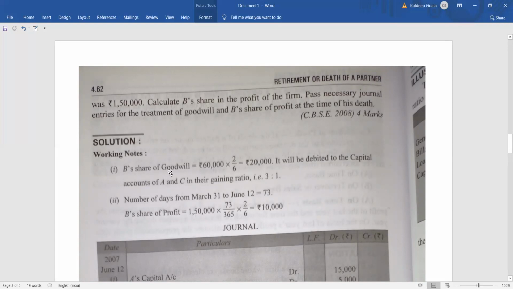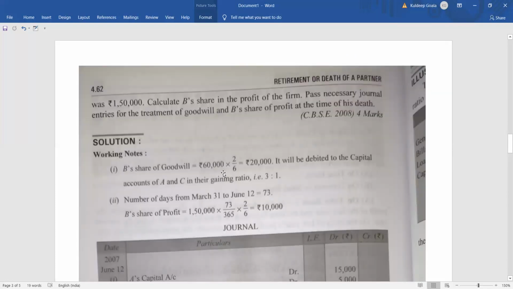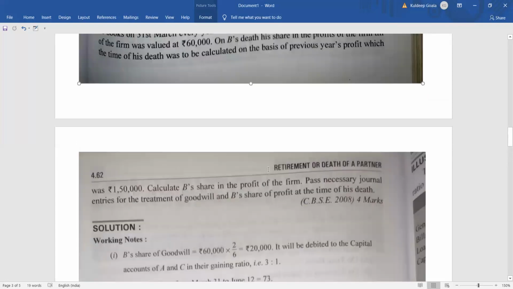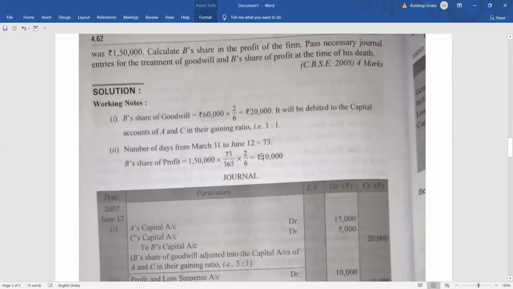So the total goodwill of the firm is 60,000 and B's share will be 2/6. So how much is B's share of goodwill? It is 20,000. And who will give this? Find out the new ratio. There's no new ratio given here. If the new ratio is not given, the old ratio will be taken as the new ratio as well as the gaining ratio. So what is the continuing ratio? A and C, 3:1. So in the ratio 3:1, they will give the 20,000 rupees to B.